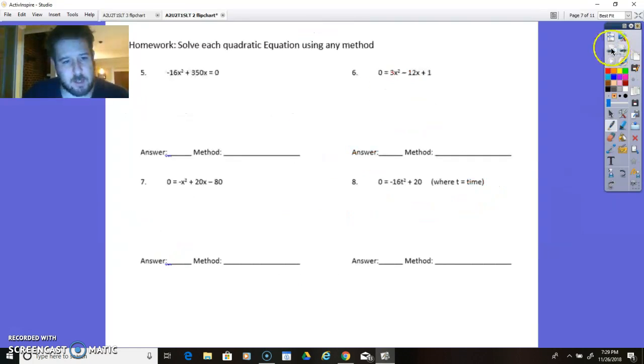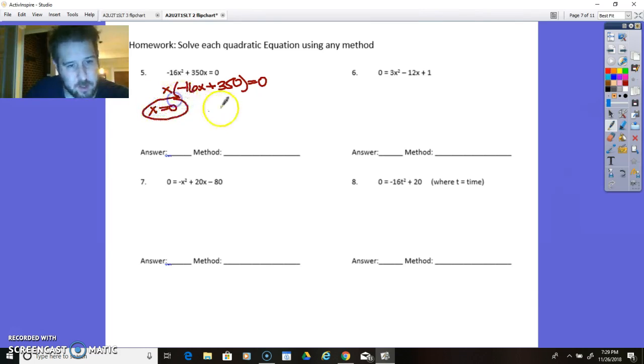All right, so that basically gets us through the lesson itself. So getting to the homework. This question is actually a fairly easy question. I can factor out the x on both sides. So that leaves me with negative 16x plus 350. So just by factoring out that x, it made it into a simple equation that I can set each factor equal to 0. Well, that one's really easy. And then solve.